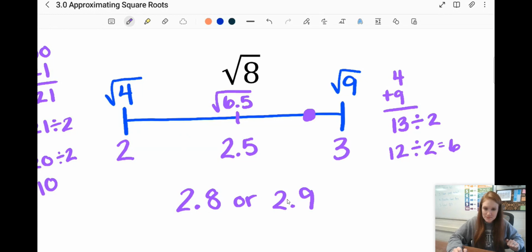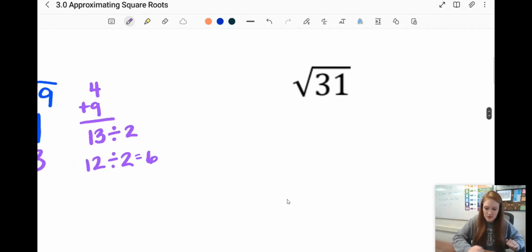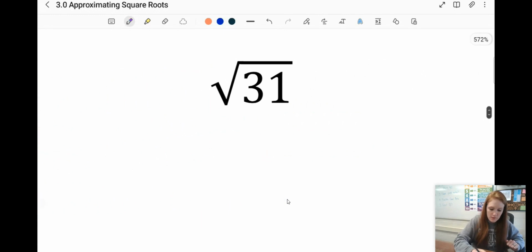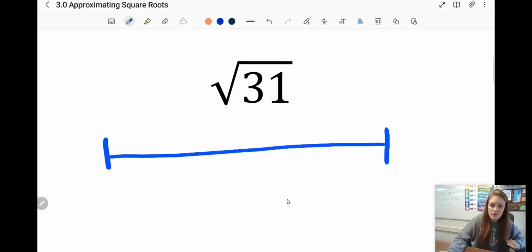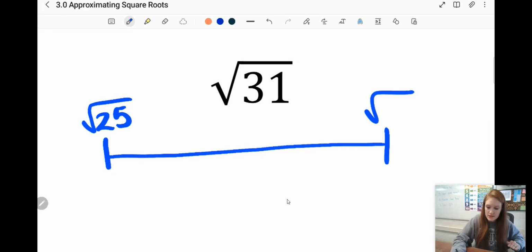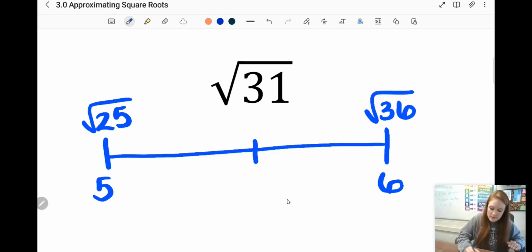Let's try one more. All right? 31. So we're going to draw our number line again. We're going to identify that the lesser square root is 25. The greater square root is 36. That places us between 5 and 6. Our halfway point would be 5.5. Let's find out what square root that is.